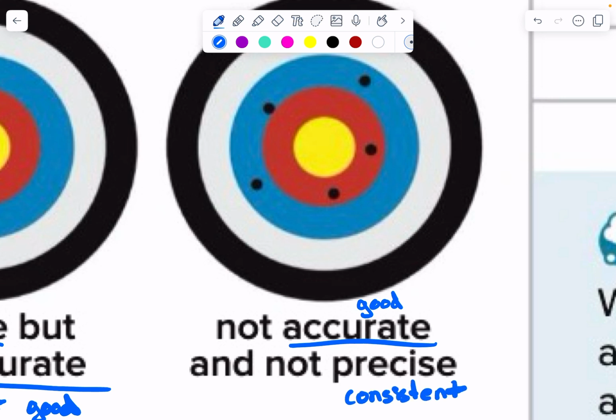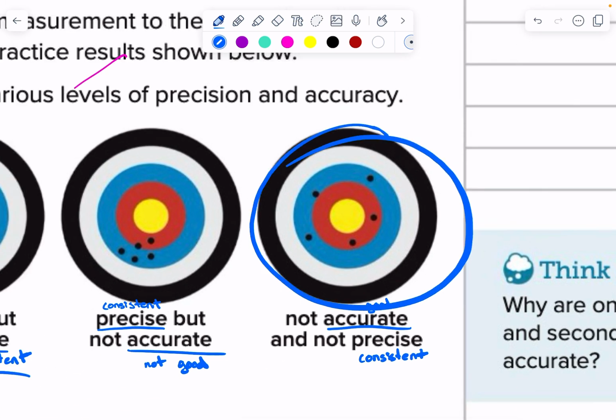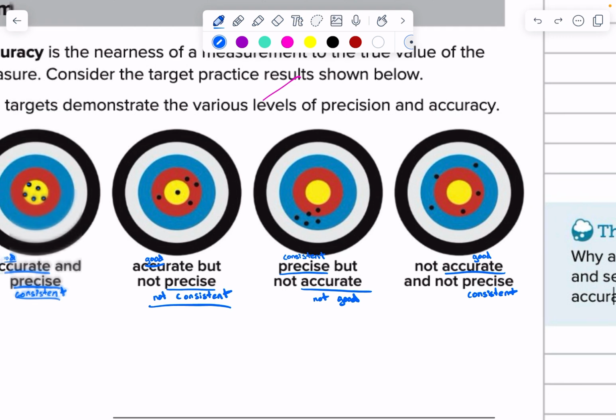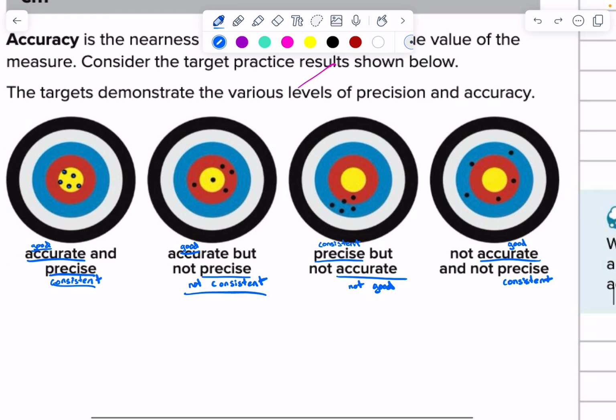Right? Not good, not consistent. All over the place. So this person has a real lot of work to do. Okay. So that's just kind of like I like this target to show you the difference between the two, and how that works.